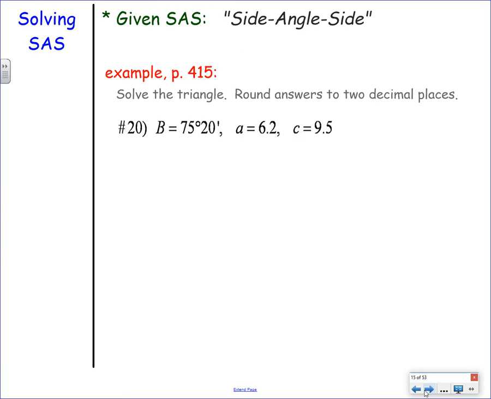Okay. What about this guy? What's that? There's only one option for where to start. There's only one option for who to solve for first. Who's the guy that we have to solve for first, or else it's impossible? Side B.